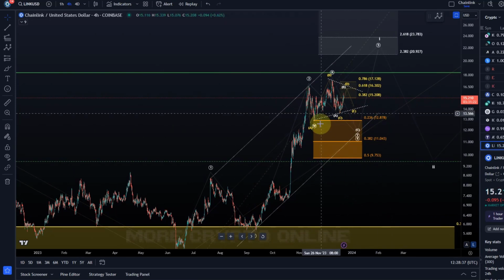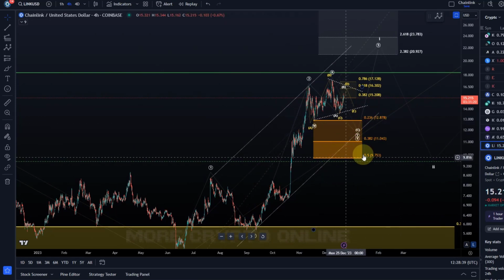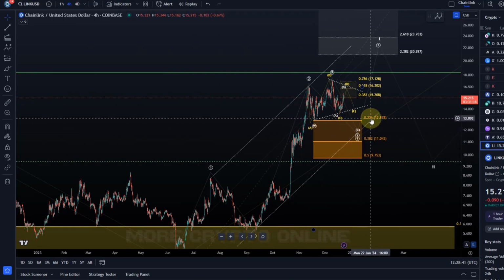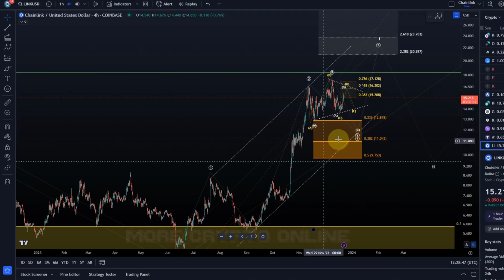Bear in mind, I didn't mention support, but the support area is obviously on the chart. Talked about it in previous videos, between $12.88 and $9.75. As long as this range is holding, there is a good outlook for a fifth wave to the upside. That's my update about Link.